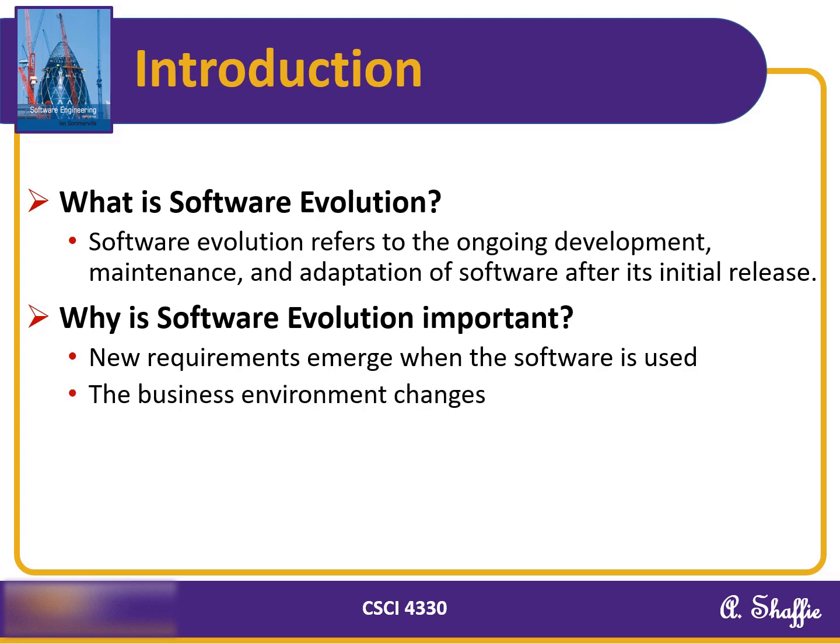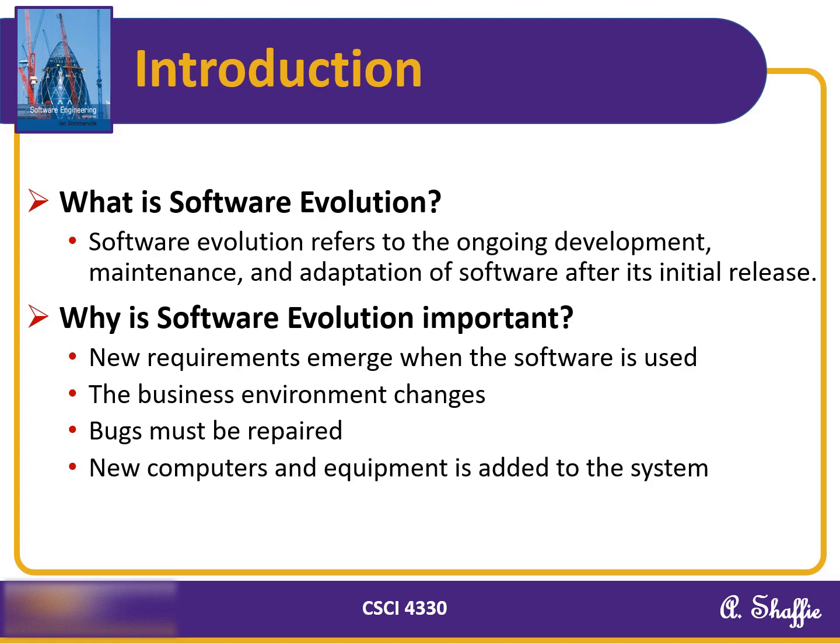Second, the business environment changes. Companies evolve and their software needs must adapt accordingly. Third, bugs need to be repaired. Even the best software requires fixes over time to ensure reliability. Fourth, new computers and equipment are often added to the system, requiring updates for compatibility, for example.